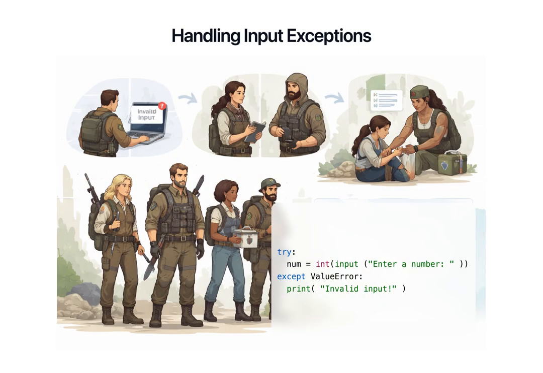Exception handling with try-except blocks is used to manage errors from invalid input. This technique helps maintain program stability by catching and addressing errors.